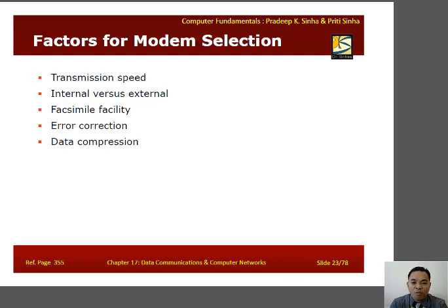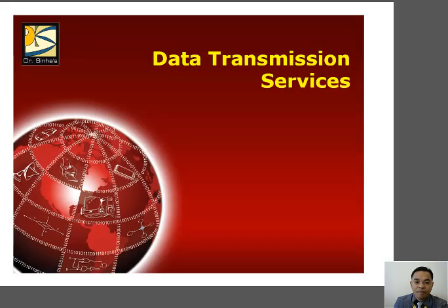What are the factors for modem selection? You need to check the transmission speed. You need to check the external versus internal capacity. You need to see the facsimile facility. You need to check the error correction and data compression.